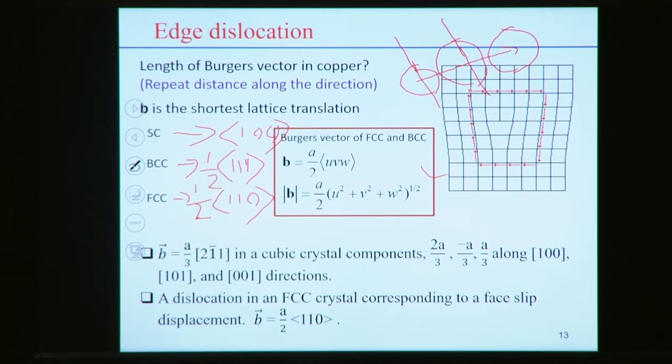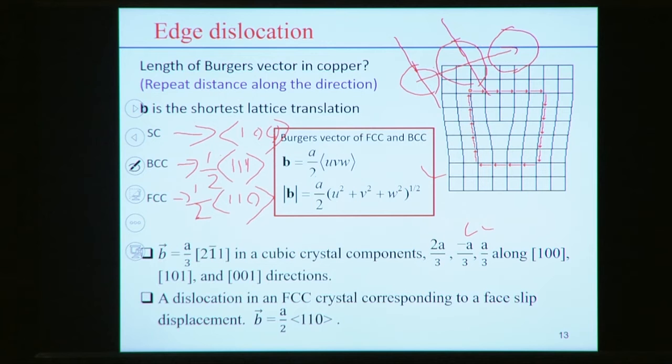Now, the Burgers vector can also be represented another way, for example, a/3 [2, 1, 1] in a cubic crystal. So components can be represented like that in terms of coordinates: 2a/3 minus a/3 along the [1, 0, 0] direction along the x-axis, the first component. The second component is along [1, 0, 1], the y-axis for example, and the third component, say, along the [0, 0, 1] direction. So this is another representation of the Burgers vector.